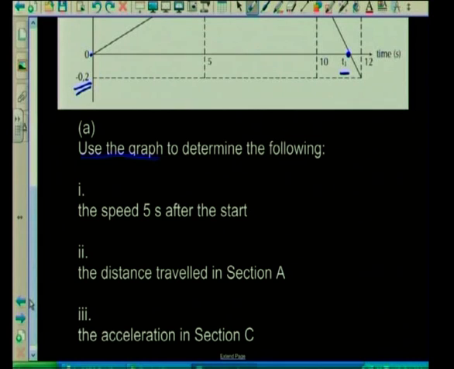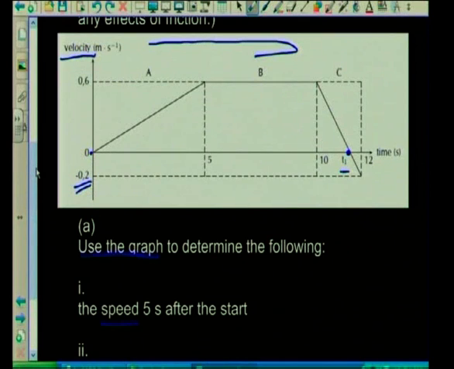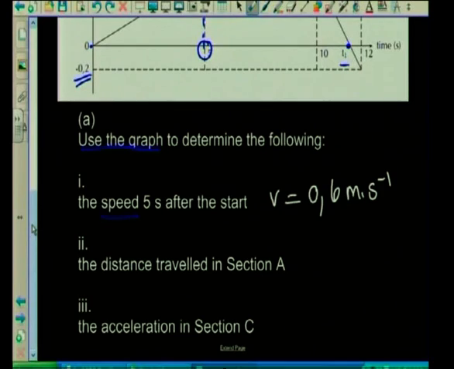First question. To determine the speed, direction not important, 5 seconds after the start. Okay, well, let's go to the graph. There's 5 seconds. We go up. Oh, look, it's marked for us. So my speed after 5 seconds, 0.6 meters per second. Yay! Done. Easy.